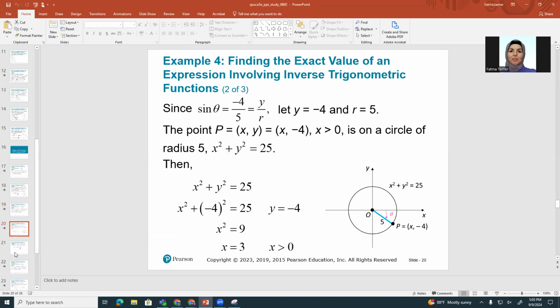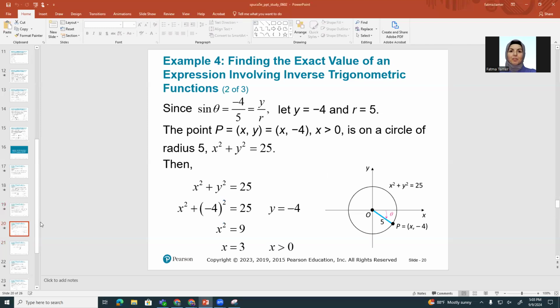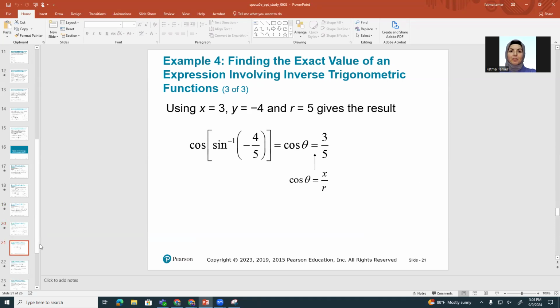So I am taking you back to the slide. And here, they did get a positive 3/5. Let me see. They got the value as 3. Oh yeah, sorry, my bad. Because of the domain of the arcsine, instead of finding the angle in the first quadrant, we're going to find the angle in the fourth quadrant. In the fourth quadrant, the cosine value is still positive, therefore the answer is going to stay as positive 3/5.